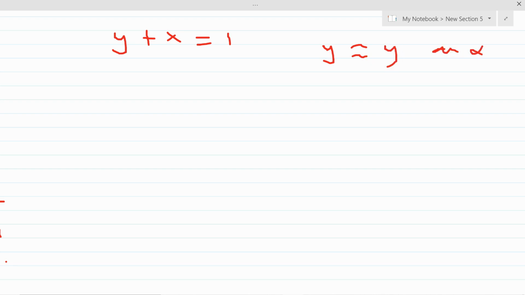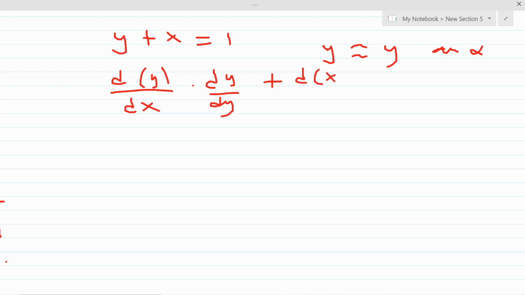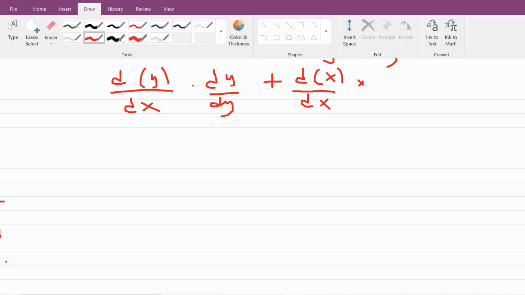Okay, and all of these depend on x as well. So if I'm to find the differential of this, then I have to find the differential of this y, the first term, with respect to x, times the differential of the y that we don't know with respect to y, plus the differential of this function x with respect to x. Okay, then times, or let me keep it that way because it's just x that we want.